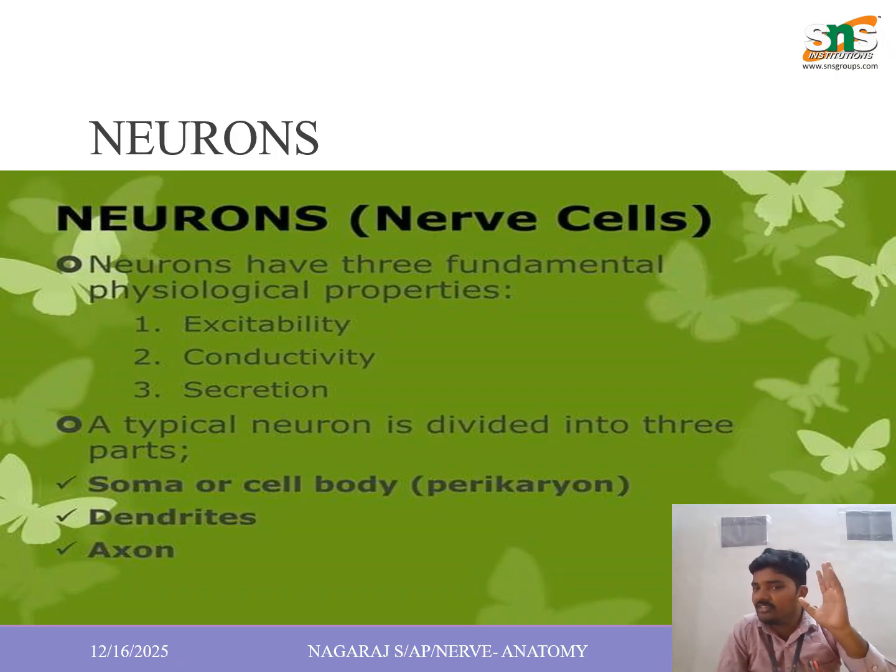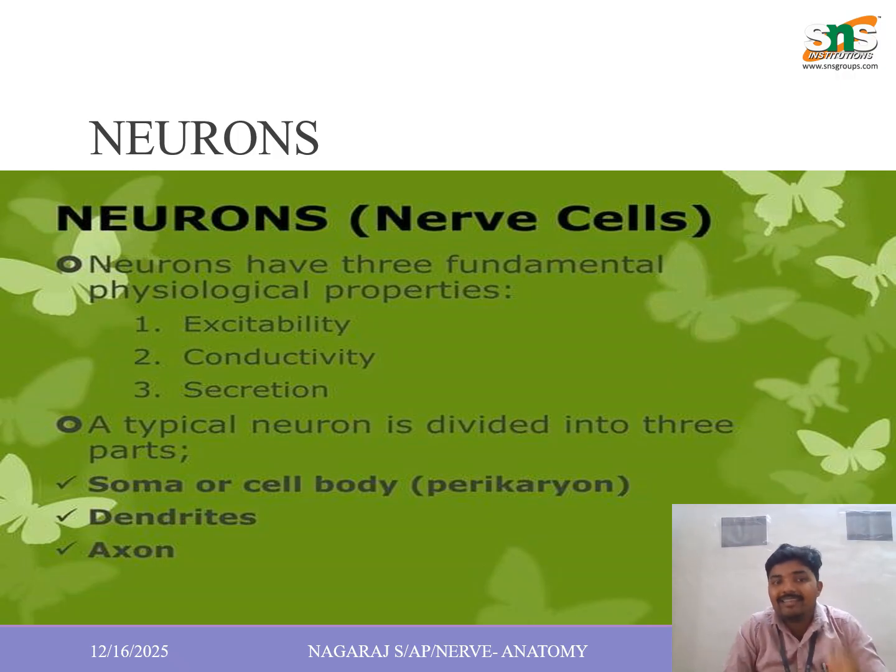Neurons have three fundamental physiological properties. The first is excitability, meaning impulses are excited through the process. The second is conductivity, the conduction of impulses: the excitation passes from one neuron to another neuron. The third is secretion, which is the production of neurotransmitters, mainly activated for this mechanism. So there are excitability, conductivity, and secretion.